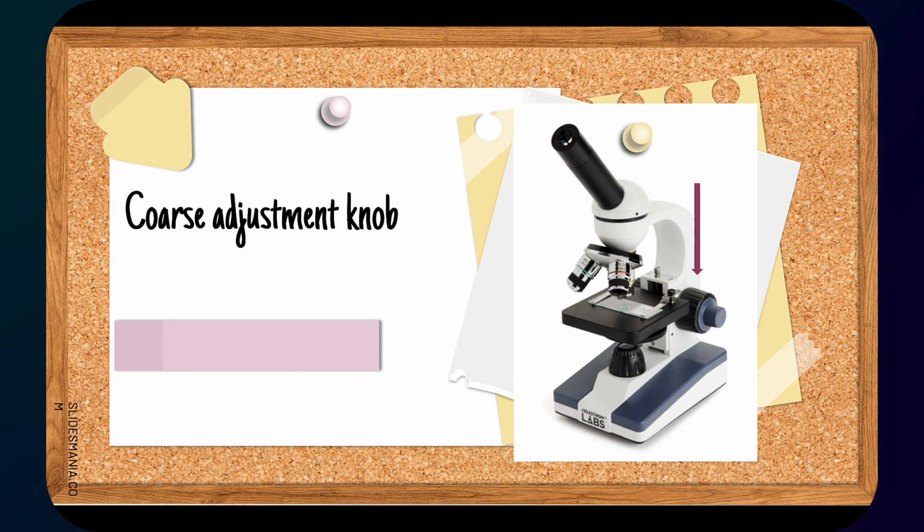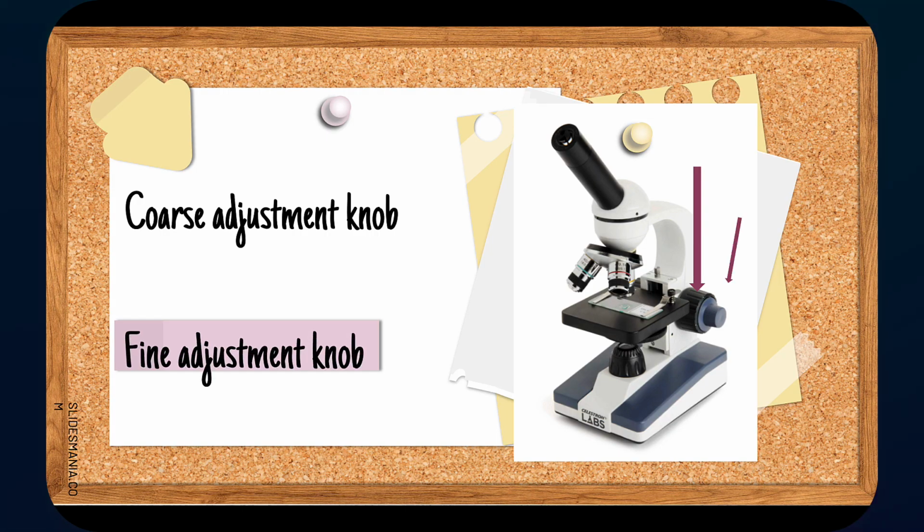The coarse adjustment knob should be used first. It moves the stage up and down to get the specimen so you can at least see it. This knob should only be used with the low and medium power objective lenses. The fine adjustment knob fine-tunes the focus after using the coarse adjustment knob to bring the specimen mostly into focus. And this fine adjustment knob can be used with all of the objective lenses.